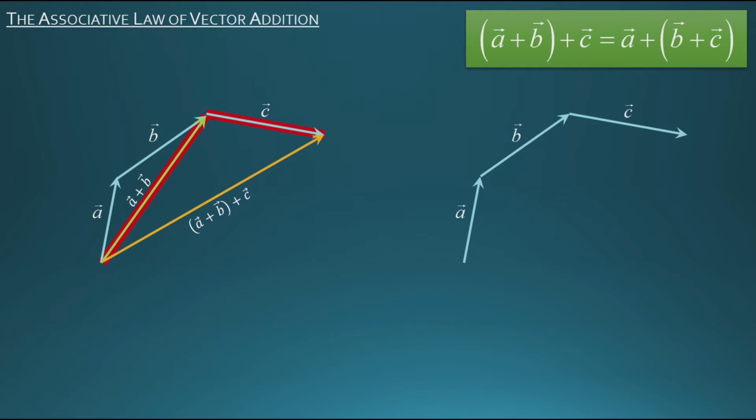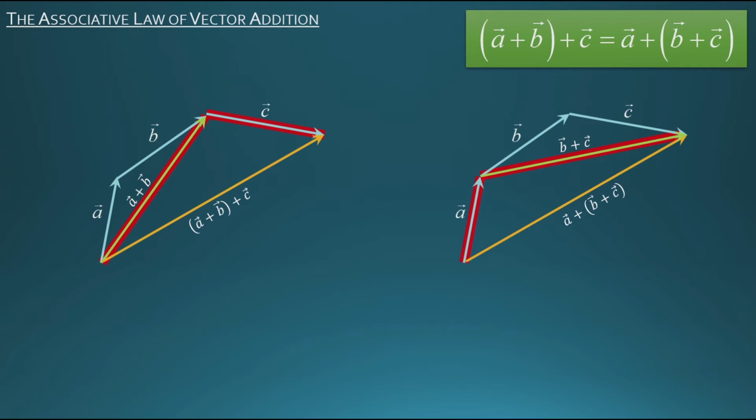This time I'm going to start by adding vectors b and c. They are in a tip-to-tail configuration, so again using the triangle law of vector addition, I get a resultant that looks like this, and we'll call that b plus c. Now let's start with vector a and add our result of b plus c to it. Those vectors are tip-to-tail, so again using the triangle law of vector addition, we'll get a resultant that looks like this. Now since I started with vector a and then added b plus c, I'll call this vector a plus (b plus c).